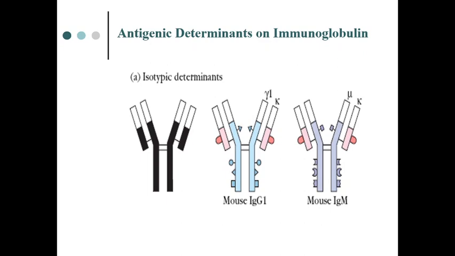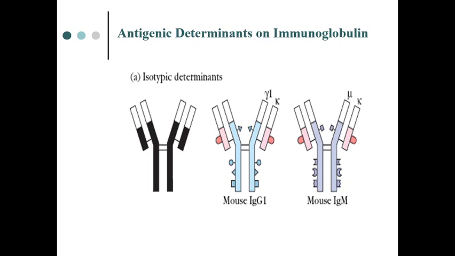Based on the presence of antigenic determinants on the antibodies, the 5 different classes of the antibodies are classified into 3 major categories, that is, depending on antigenic determinant. As mentioned in the diagram, one is isotypic determinant, second is allotypic determinant, third is idiotypic determinant. Each of these determinants is present in different regions of the 5 different classes of the antibody, and based on that, one can also classify the antibodies as isotypic, allotypic, and idiotypic.